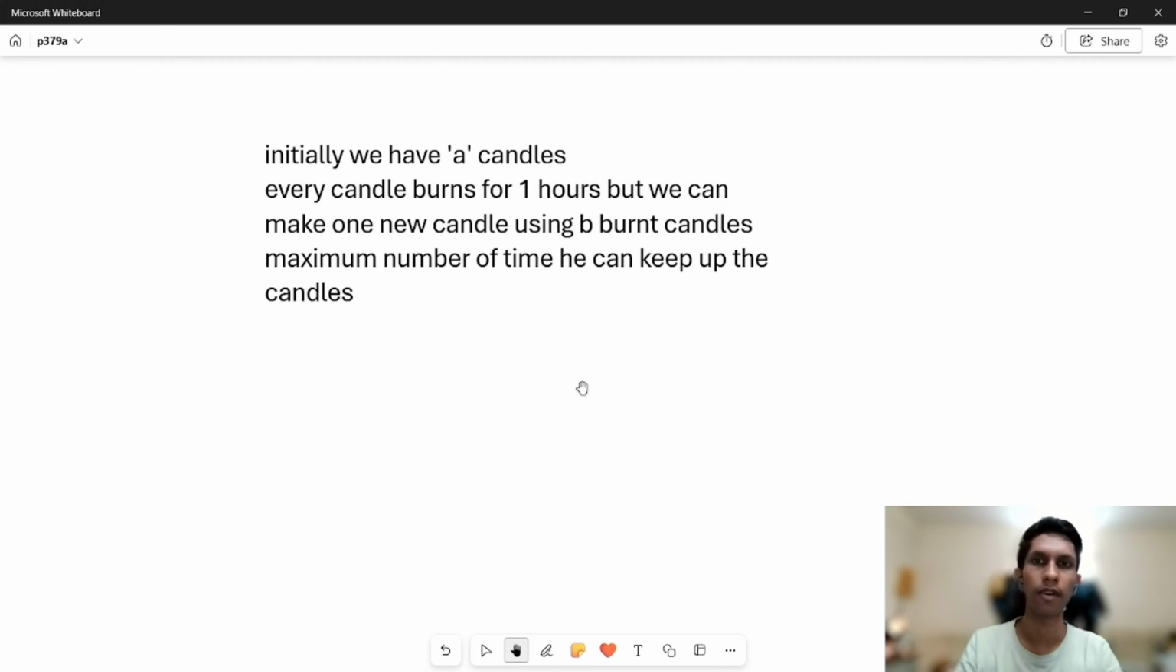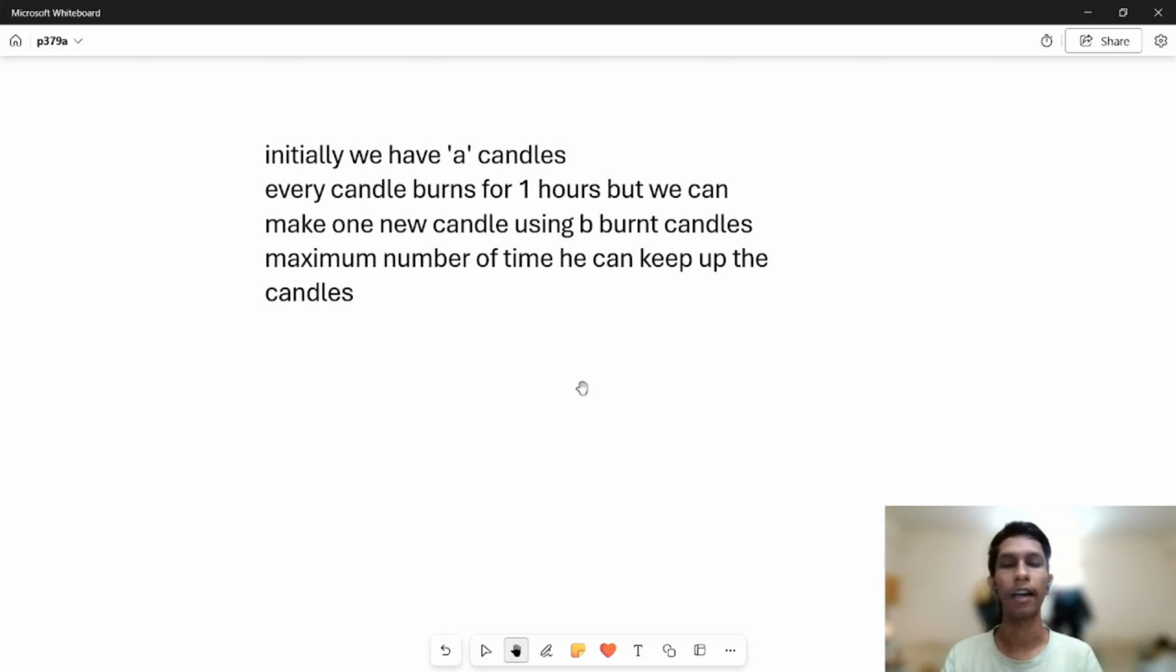So initially, we are given A candles. Every candle burns for 1 hour. After 1 hour, that candle now becomes wax, but wax can be reused by molding it into another candle. That's what we are going to do. But to mold it into another new candle, we require B burnt candles. That's what is written in the question.